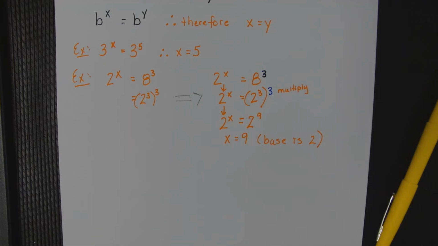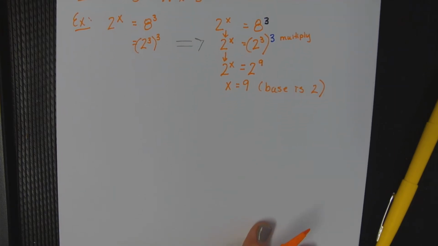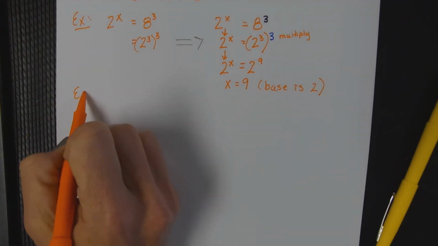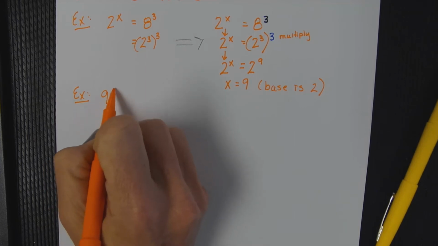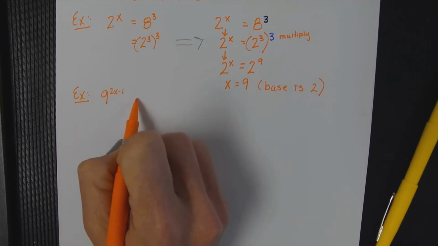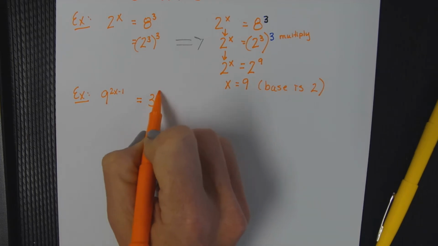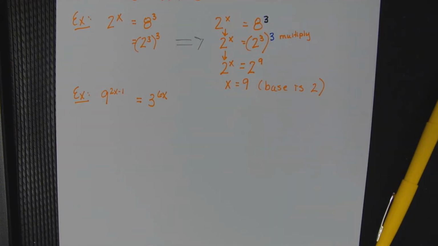So let's do, is that good? Okay, 9 to the 2x minus 1 equals 3 to the 6x. So my two bases are 9 and what? 3. Those aren't the same, right? So I need to move something around. How can I go, well, does anyone have an idea? I don't want to tell you.